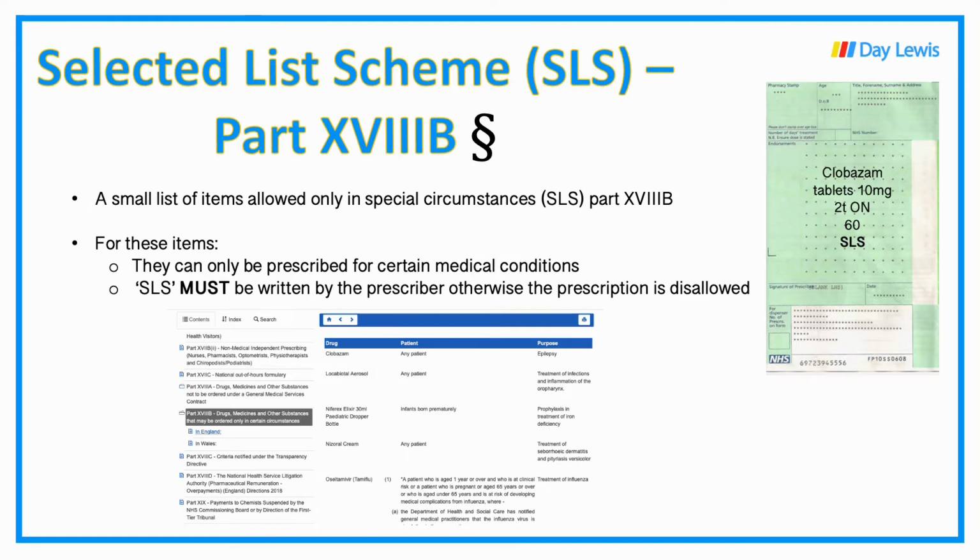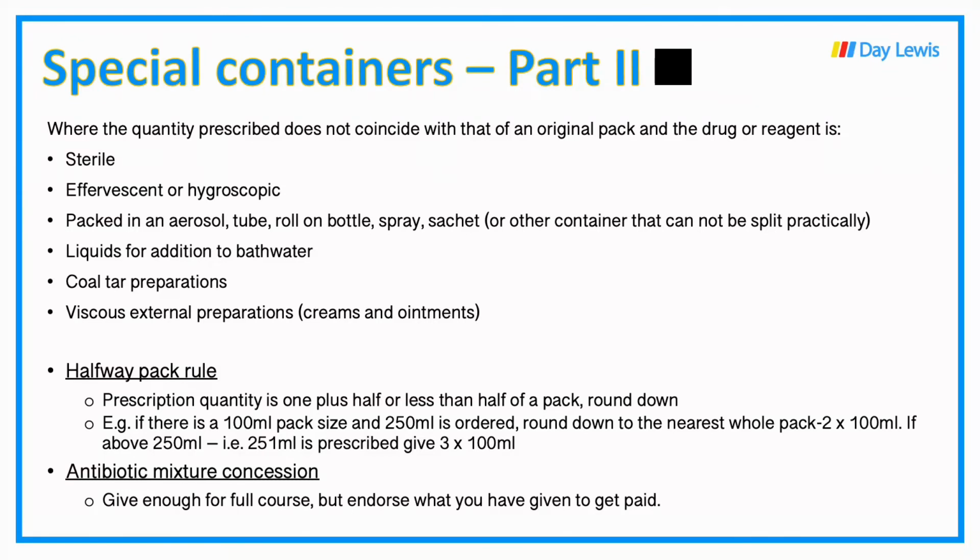otherwise the prescription will be disallowed. As mentioned before, special containers are given the symbol of the black square, and these are usually items that must be kept in their original pack. Okay, so this is usually where they are sterile, effervescent or hygroscopic, or packed in an aerosol, tube, roll-on, spray, sachet, anything that can't be split practically on a pharmacy premises. It also includes liquids for addition to bath water, coal tar preparations, and viscous external preparations like creams and ointments. Again, all items which can't be split easily within a pharmacy.